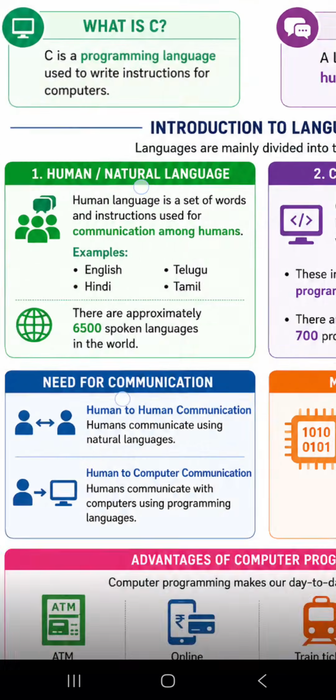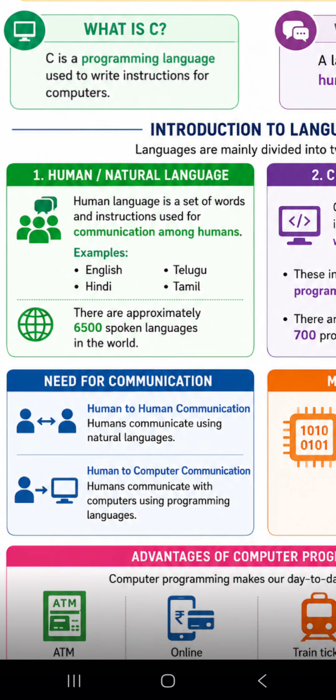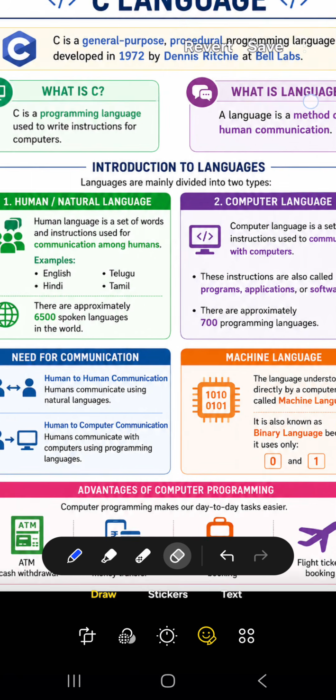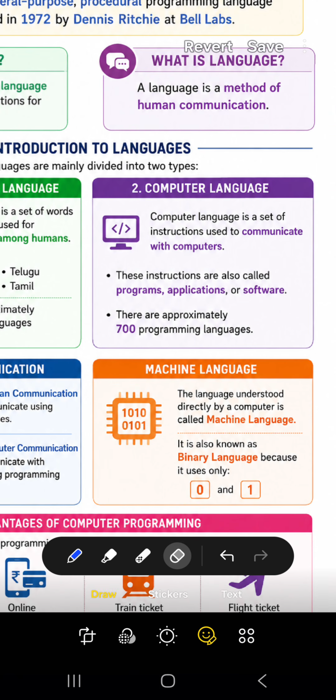So firstly, what is C? If someone asks you what is C, it is nothing but a programming language which is used to write the instructions for computers. Okay, C is a programming language which is used to write instructions for the computer. And what do we mean by language? Language is nothing but a method of human communication.